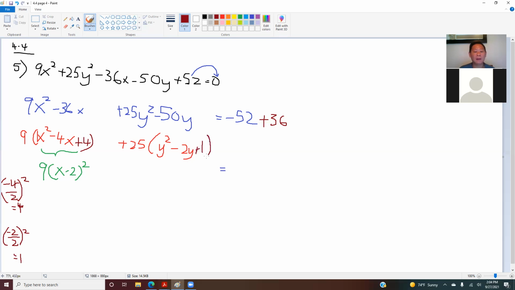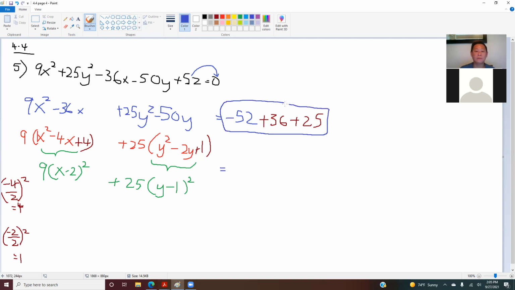But what do we need to add on the right to balance the equation out? 25, yes, because of the 25 in front, you multiply it. And what happens to these 3 terms when you factor it? It's a perfect square of what? y minus 1. And we still keep the 25 in front. And lastly, take up your calculator and add all these numbers up. What do you get?